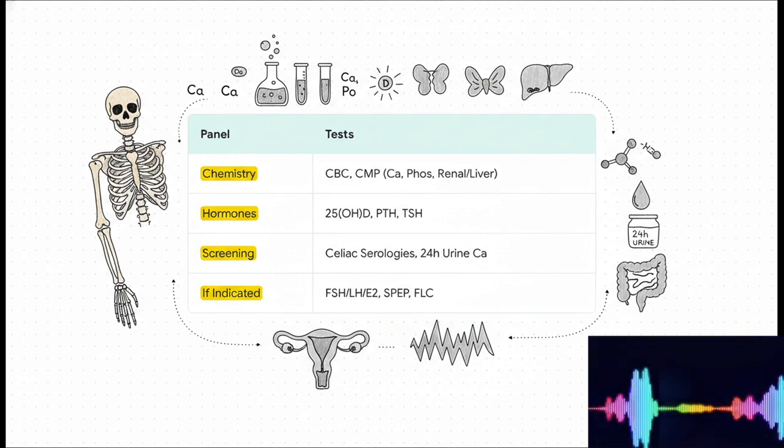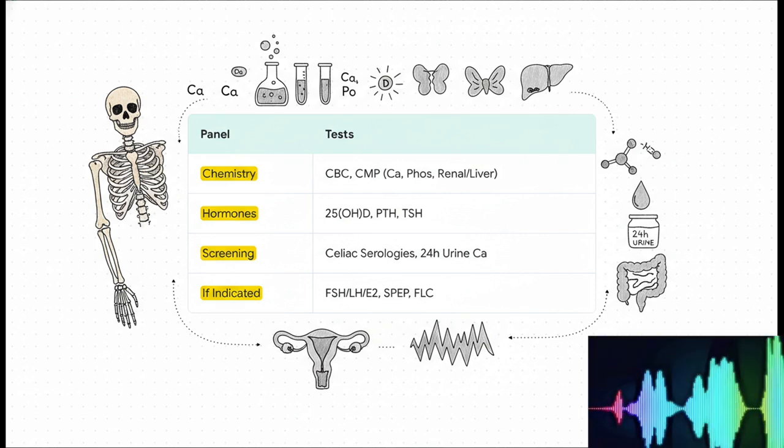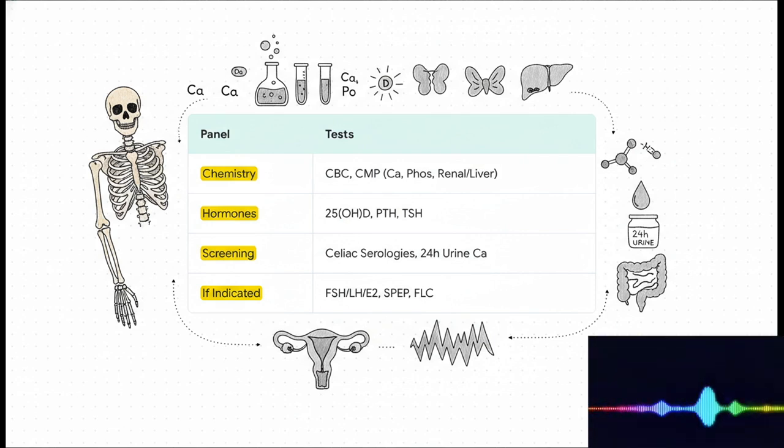And a 24-hour urine for calcium is key because it helps us sniff out hypercalciuria, which is a frequently missed cause of bone loss. And of course, if she's amenorrheic, you'll need gonadotropins and estradiol. And you always have to keep myeloma in the back of your mind, especially if there are fragility fractures.